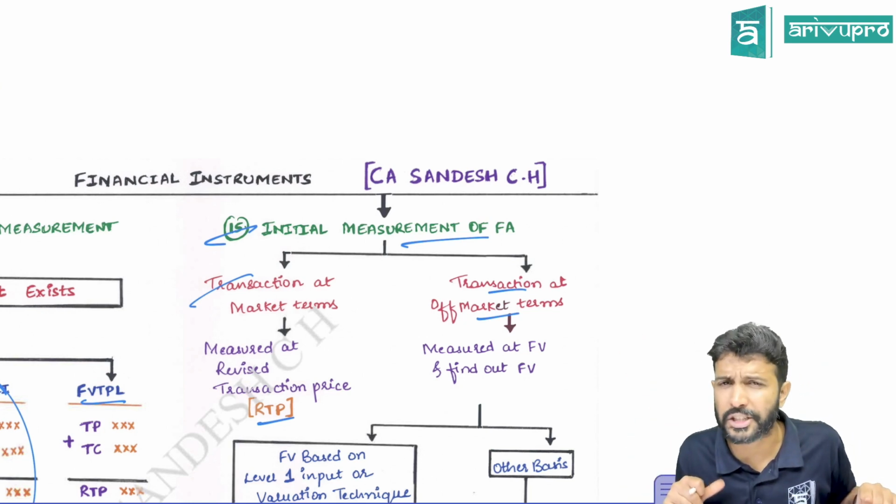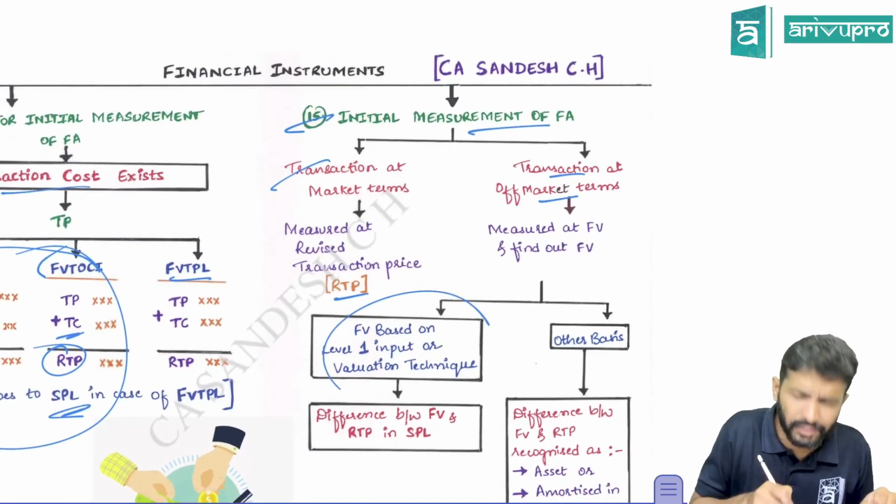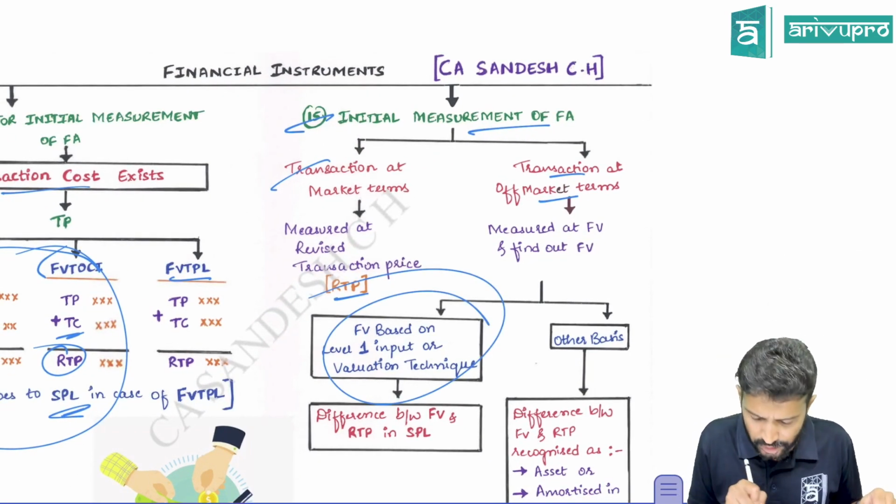Present value of future cash flows discounted at market rate. Okay, so that means there'll be a difference. They say the difference is due to level 1 input or valuation techniques. That difference will go off to SPL.